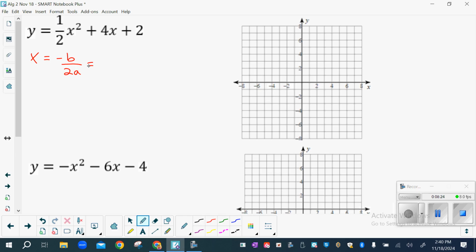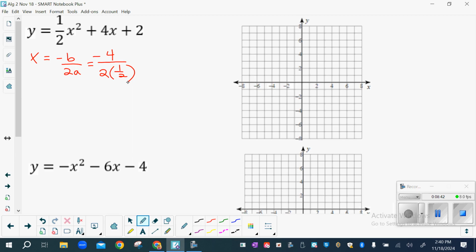So what's my b and what's my a? B's 4. So it would be -4 over 2 times 1/2. Does that make sense what we did there? So you can't get anywhere until you can figure out how to put those in.